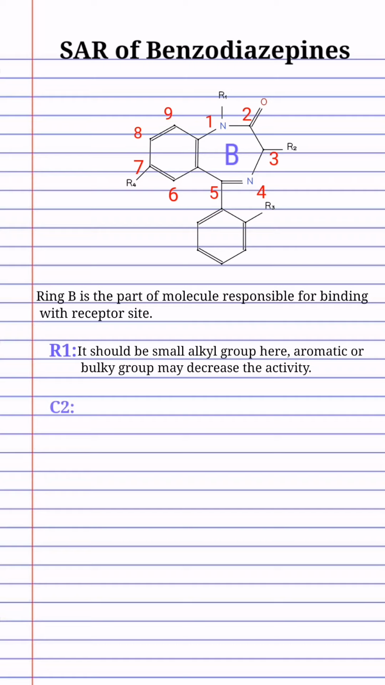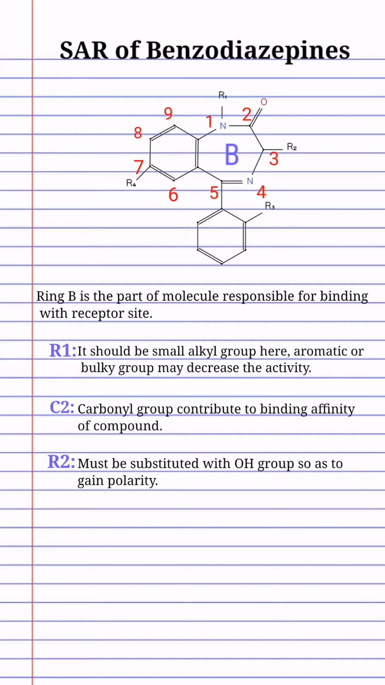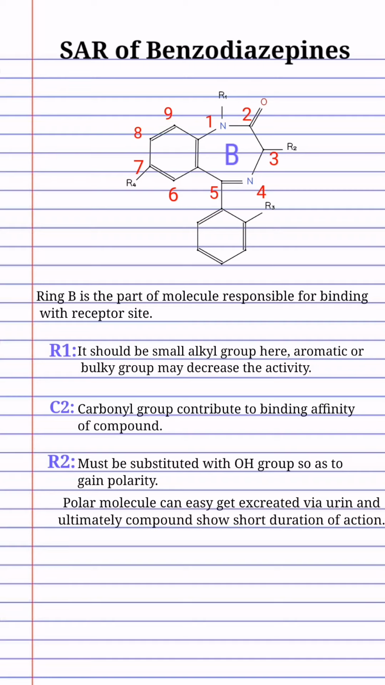At the second position we have a carbonyl group, which is very important for the activity of the compound, and it also contributes towards the binding affinity of the compound. At the third position, R2 must be substituted with the OH group so as to gain polarity, and if the compound is polar, it will be directly excreted into the urine, which will ultimately lead to a short duration of action of the compound.